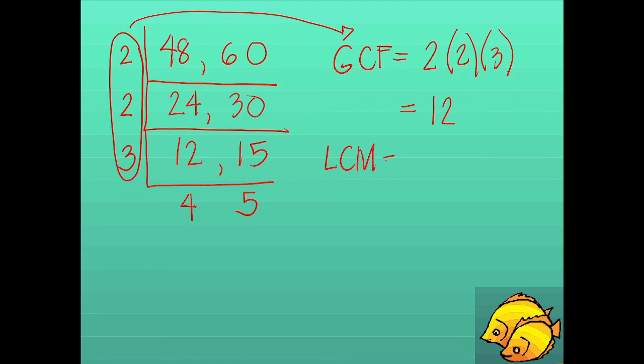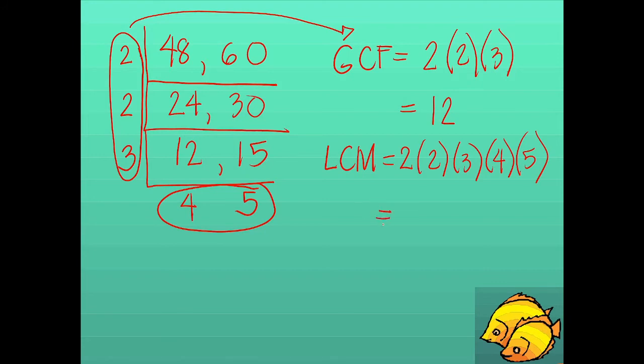Now, to get the LCM, it's so simple. The numbers on the side and the numbers at the bottom, multiply everything. 2 times 2 times 3 times 4 times 5. How much do you get for that? 240. 240 is right. So the LCM is 240 for 48 and 60. This is one method that I always use because at a glance, I can get the GCF and the LCM as well.